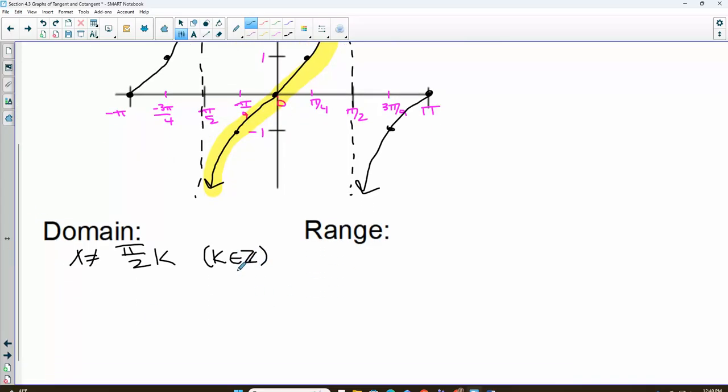This is just a notation. It just says k is an integer. It's just another way of saying all those multiples of pi over 2. So pi over 2, 3 pi over 2, 5 pi over 2, 7 pi over 2, or the negatives. We're going to have asymptotes there. The range, where do the y values exist? Everywhere. Negative infinity to positive infinity.